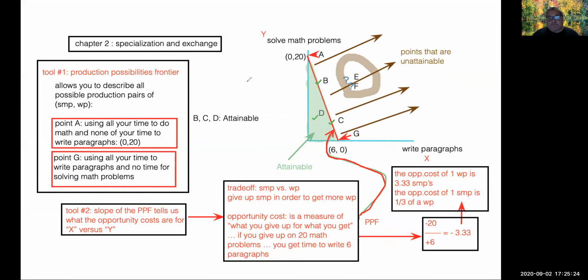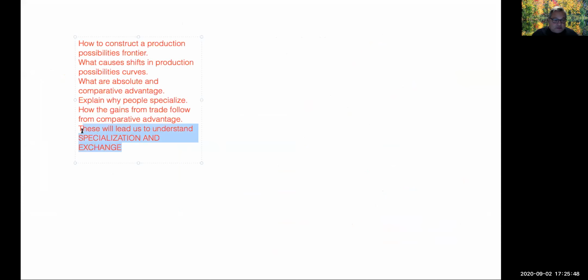So let's start. We are going to start with the definition of 1 tool, the production possibilities frontier. And we're going to use a specific characteristic of the production possibilities frontier in order to begin to understand specialization and exchange. Again, let's remember what our goals are. Our goals are to understand specialization and exchange.